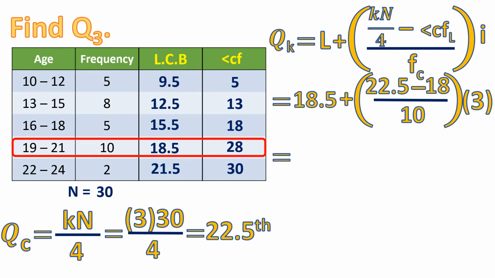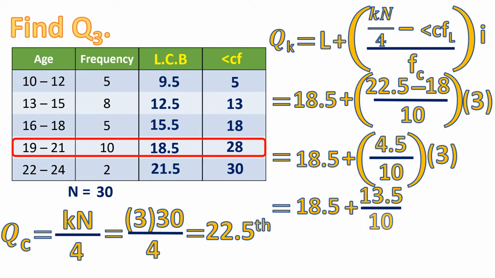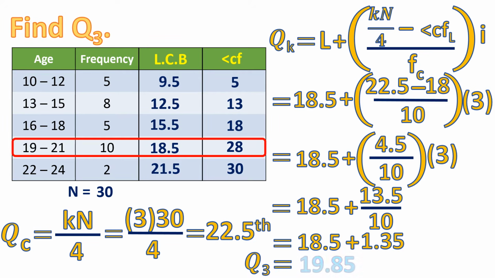So let's continue. Let's solve the one inside the parentheses. 22.5 minus 18, that is 4.5. So copy the rest, which is equal to, so let's copy first and multiply 4.5 times 3, which is 13.5. So copy the 10. And 18.5 plus, so we're going to divide 13.5 and 10, which will be 1.35. And the third quartile is equal to 19.85 when you add 18.5 and 1.35.